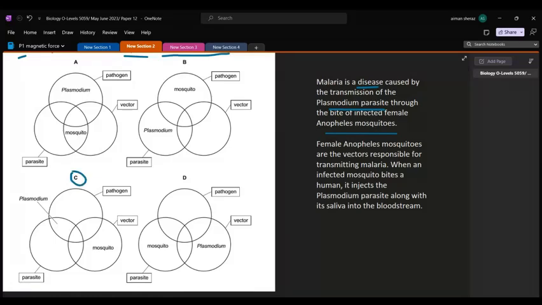Female Anopheles mosquitoes are the vectors responsible for transmitting malaria. So when the infected mosquito bites a human, it injects the Plasmodium parasite along with its saliva into the bloodstream. So vector is anything that just helps the disease to transmit to another person or another species. So in this case, female Anopheles mosquitoes are the vectors.